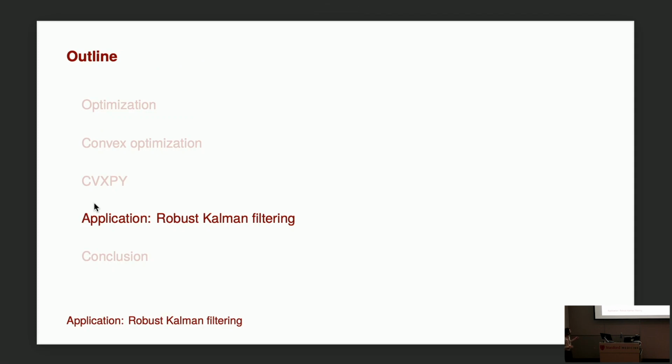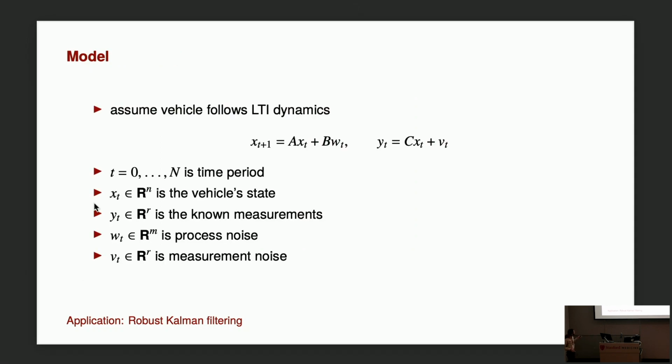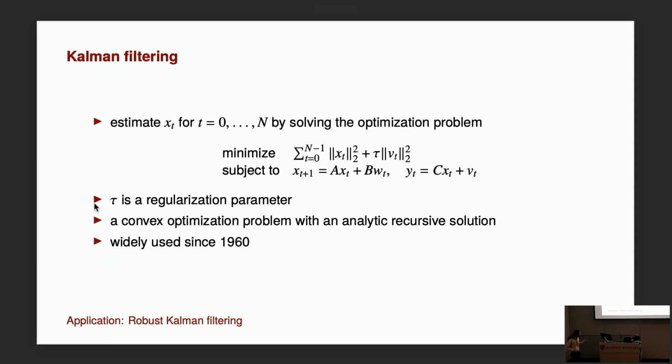All right, so now we're going to do a quick application. We're going to look at Kalman filters, and we're going to make a Kalman filter that's robust to noise. Here's the basic idea. We have a moving vehicle. We have noisy measurements of the behavior of our vehicle. We want to understand what's going to happen as we move along. I'm going to make the completely absurd assumption that our vehicle follows linear time invariant dynamics. If you believe that, I have a bridge to sell you in New Jersey. But if you think it's a good modeling assumption, then it probably is. And so the basic idea of a Kalman filter is you solve this optimization problem.